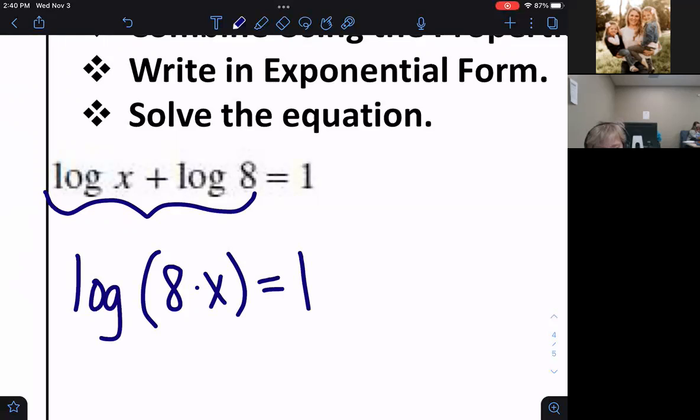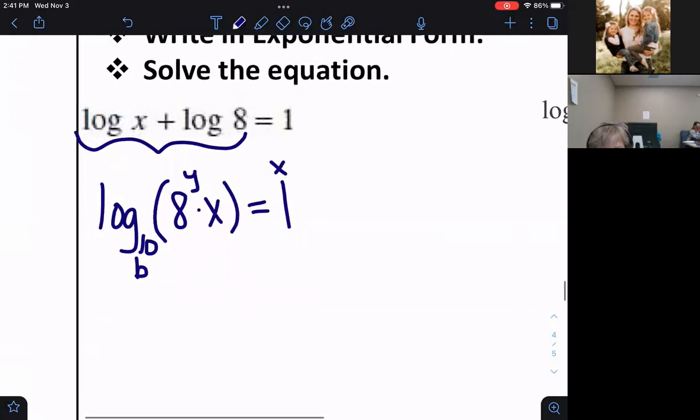So now that I've combined these, I want to write these in exponential form, but when I go to write b here, there's no base written. So remember, if there's no base that's being identified, it's the common log, which has a base of 10. So b in this case is 10, x is 1, and y is 8 times x. So I'm going to rewrite this as 10 to the first power equals 8 times x. And I'm going to solve for x.